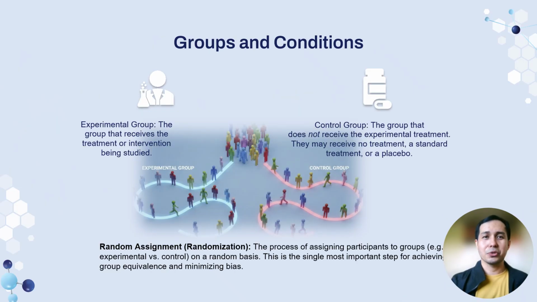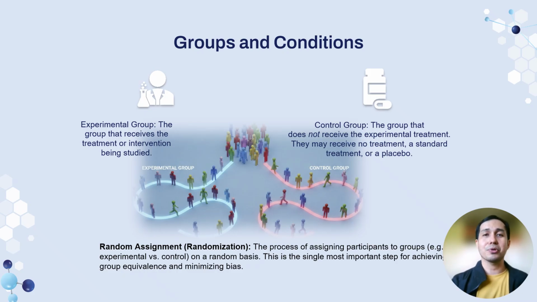Now let's talk about groups. The experimental group is the one that receives the treatment or intervention you are studying. The control group is the benchmark. This group does not receive the experimental treatment. They might receive no treatment, the standard treatment, or a placebo. Their purpose is to show what could have happened without your intervention.